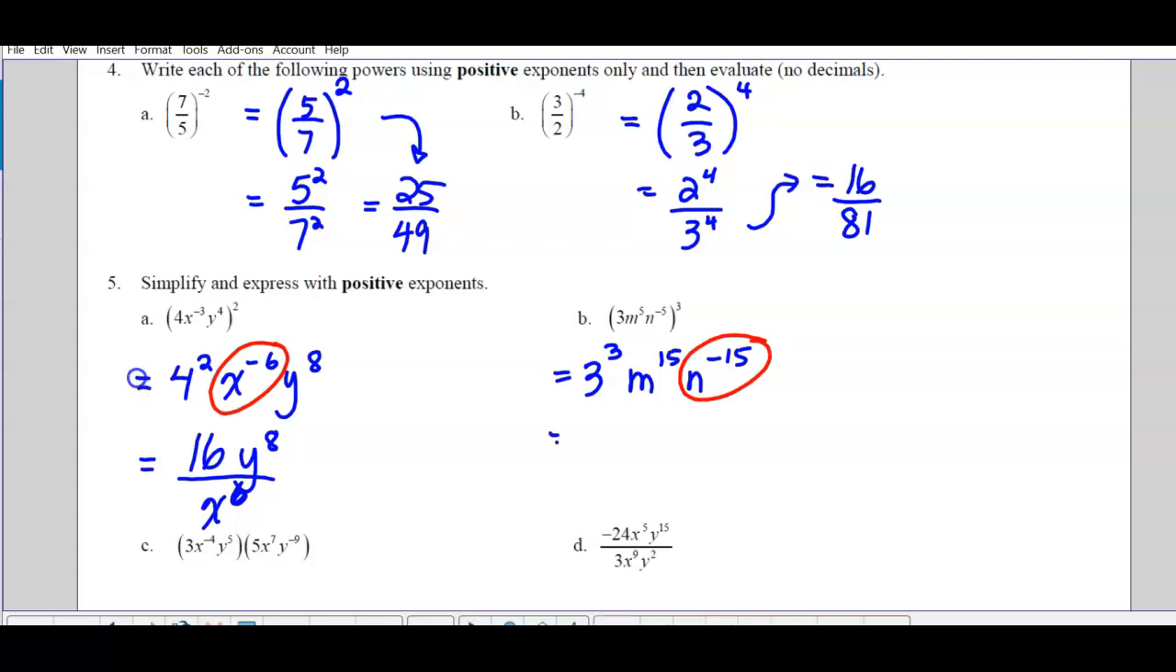Okay. 3 cubed stays, which is 27. M to the 15 stays. But n becomes n to the positive 15 in the denominator. So this, to make that positive, goes down below. Okay.